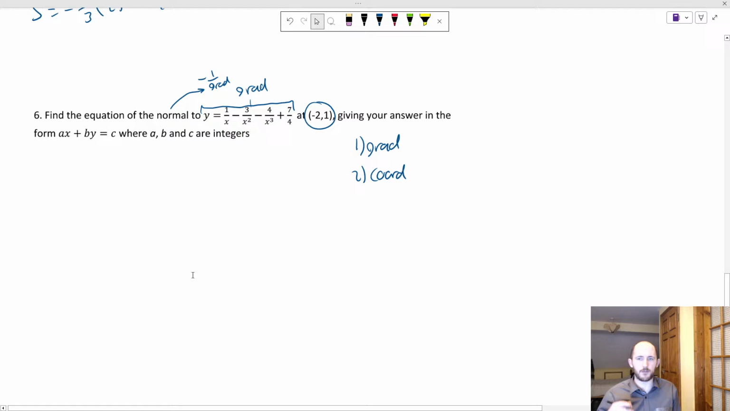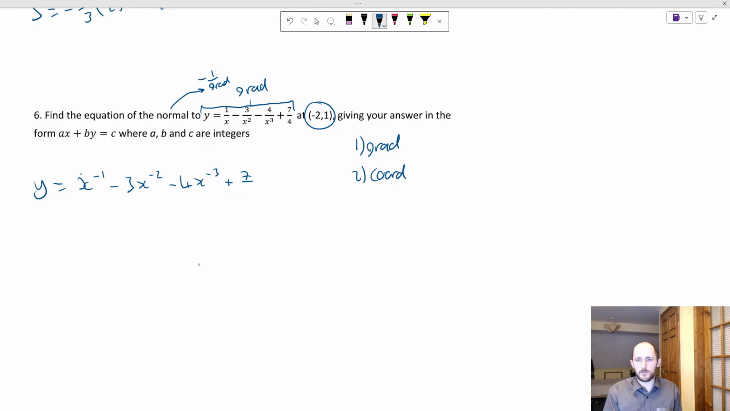So how do we work out the gradient? Well, how do you work out the gradient of anything? We differentiate. So y is equal to, and now I want to write this in index notation because we can't really differentiate fractions yet. So I'm going to make that x to the minus 1 minus 3x to the minus 2 minus 4x to the negative 3 plus 7 over 4. Now we differentiate. And this gives me an equation for the gradient, because the gradient of a curve will change over time. That's the definition of a curve.